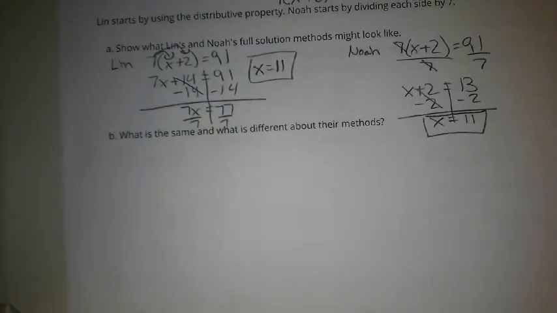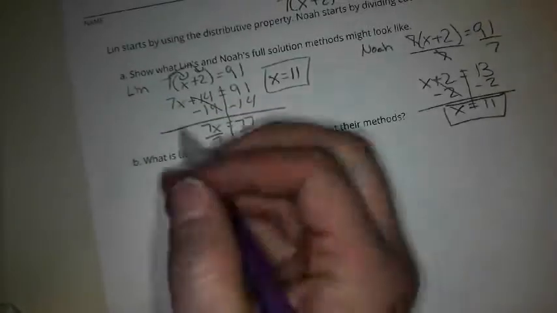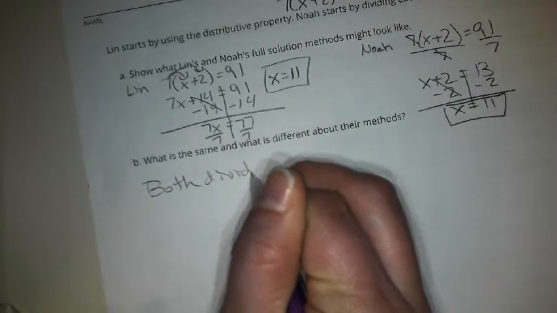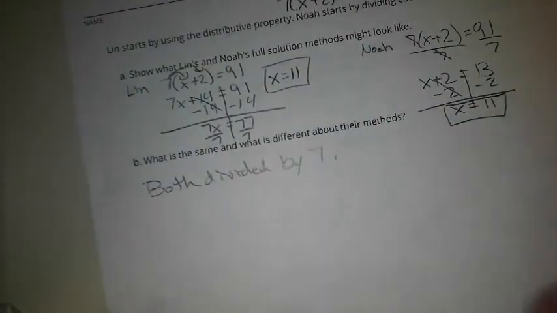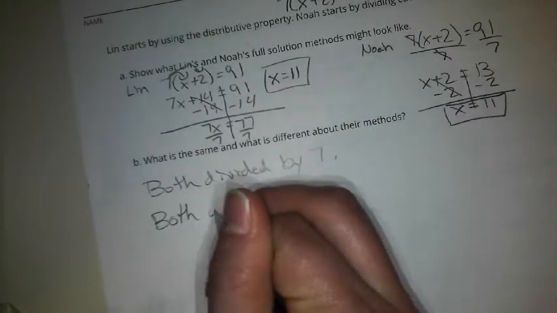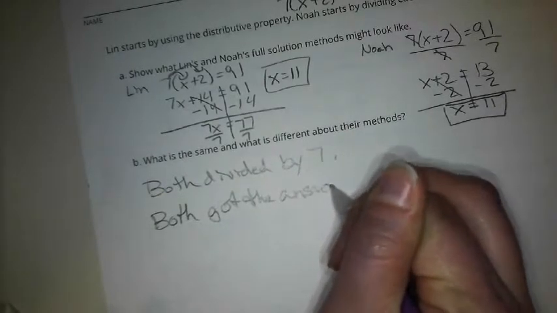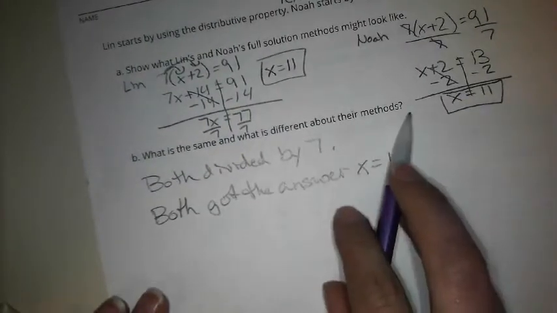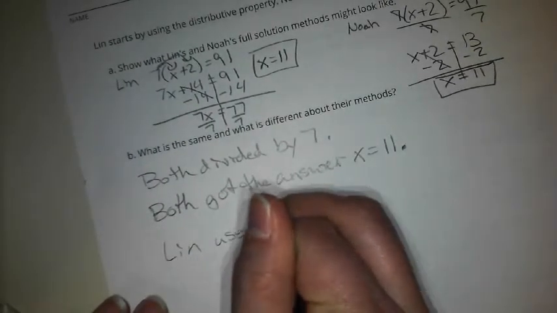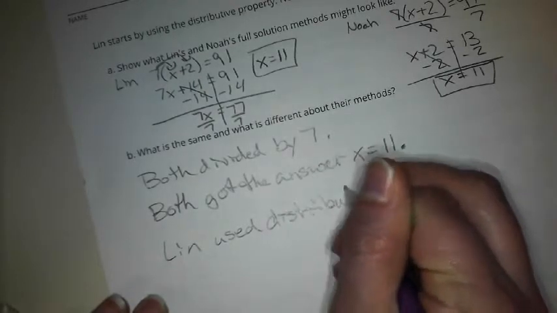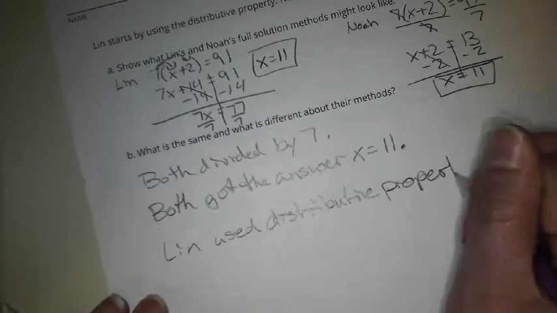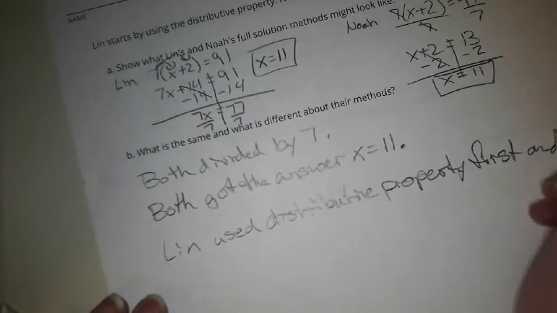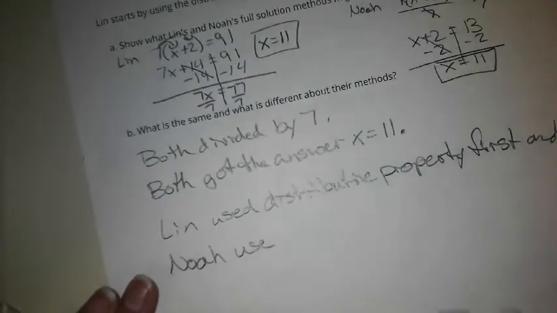What is the same and what is different about their methods? So the same is that both eventually divided by 7. Both got x equals 11. What's different about their methods? Well, Lynn used the distributive property first, and Noah used division first.